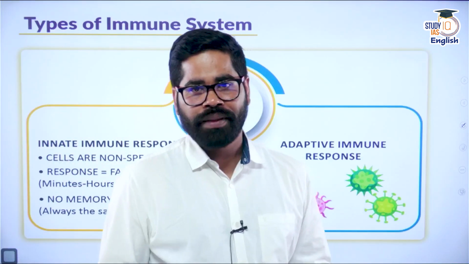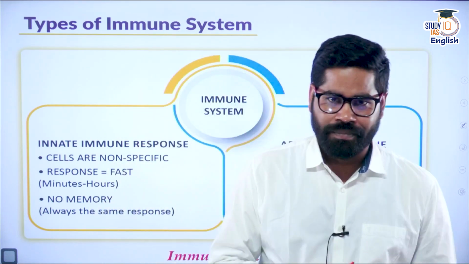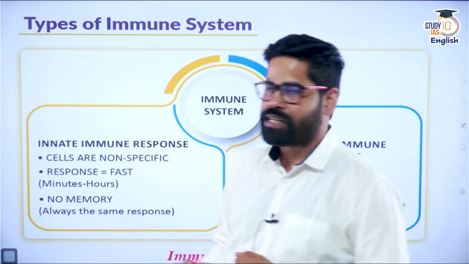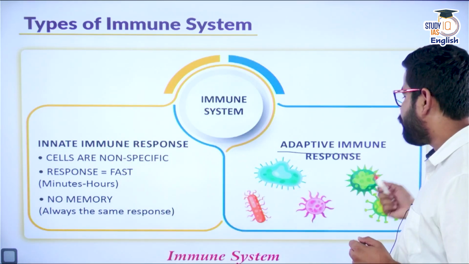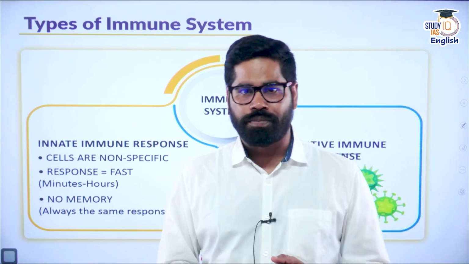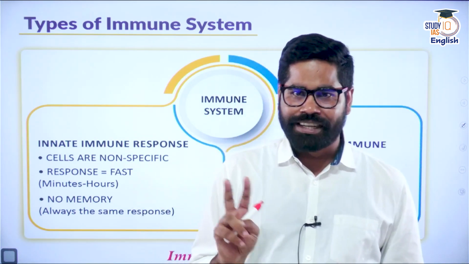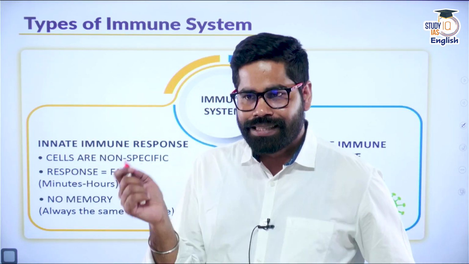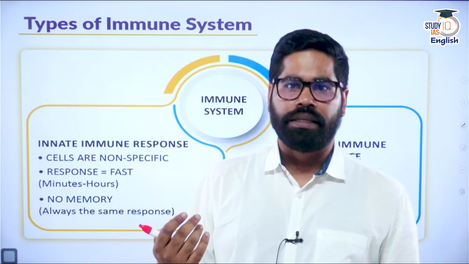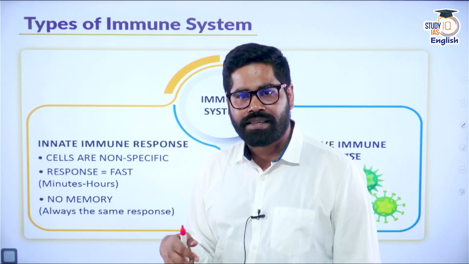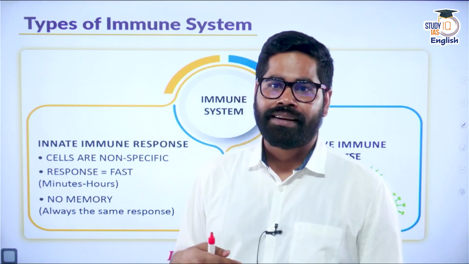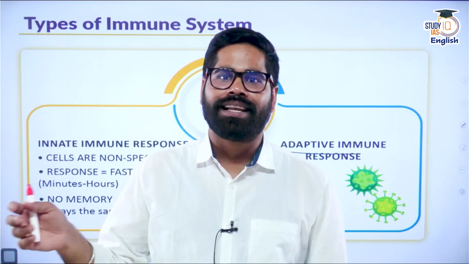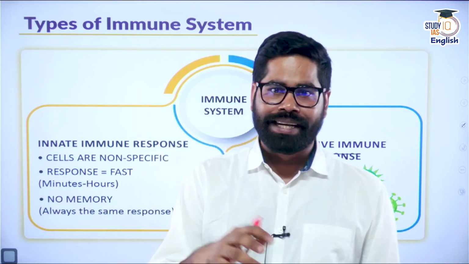Okay, now if we talk about the types of immune system, basically we have two different types. One is the innate immune response, the second is the adaptive immune response or acquired immune response. Innate means it is something which is present since birth. It is not something special or adaptive that we have acquired in our life. It comes along with life. It is something which has been provided along with the life.